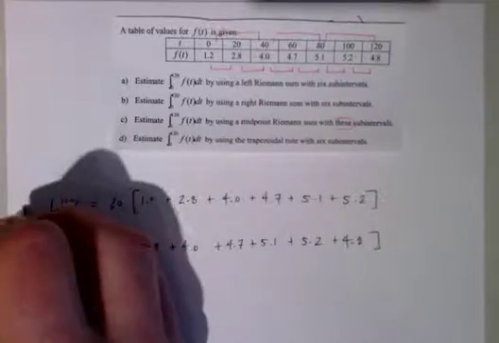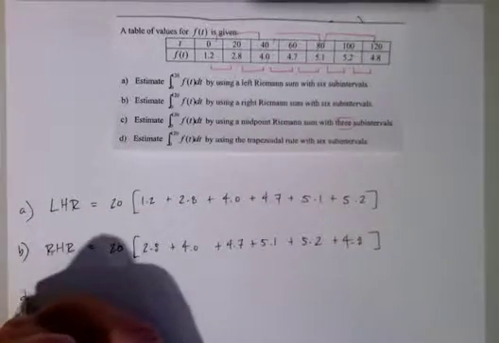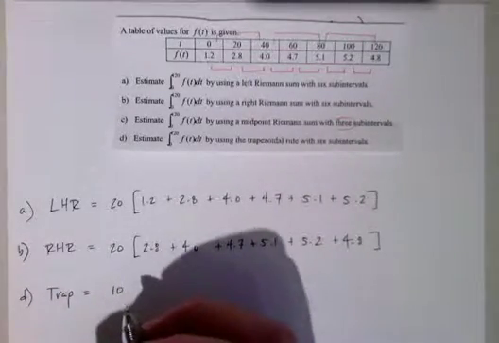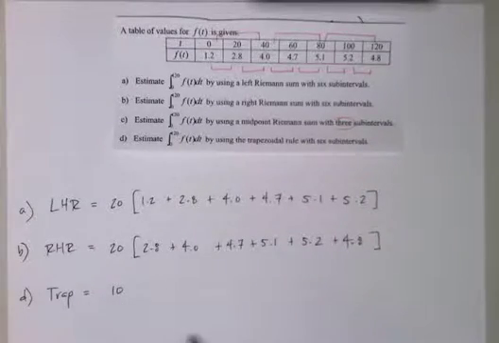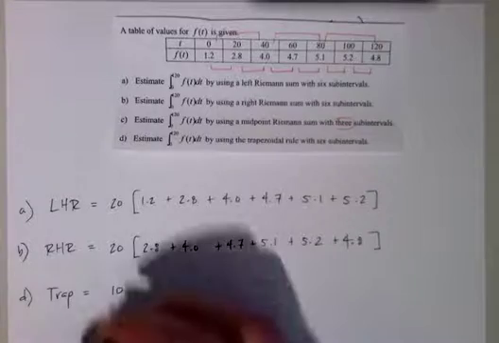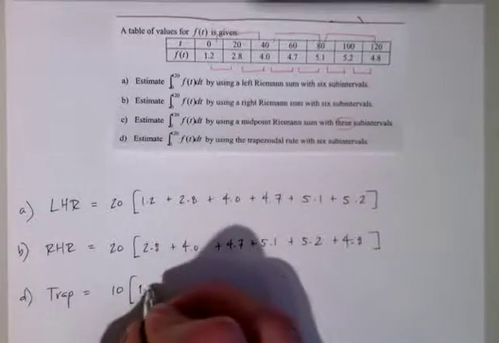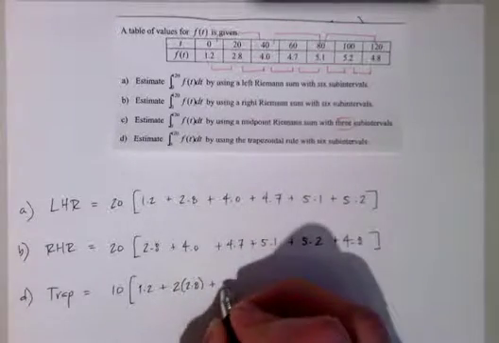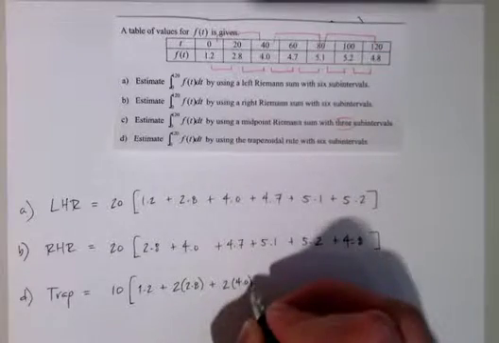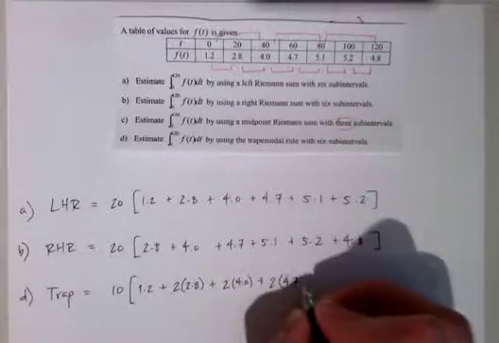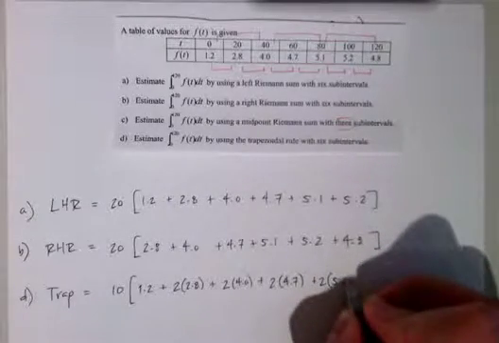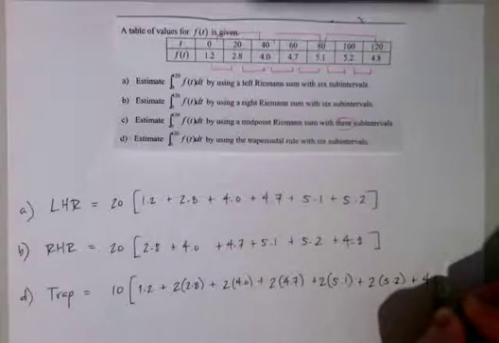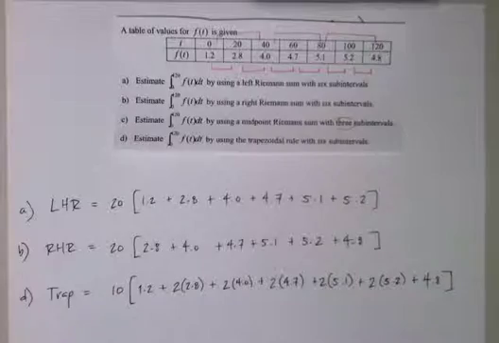We're going to skip over C. That would be A and B. The trapezoidal approximation, remember, is going to be 10, because it's going to be the delta x divided by 2. And then it would just be 1.2 plus 2 times 2.8 plus 2 times 4.0 plus 2 times 4.7 plus 2 times 5.1 plus 2 times 5.2 plus 4.8. Well, that's easy enough.